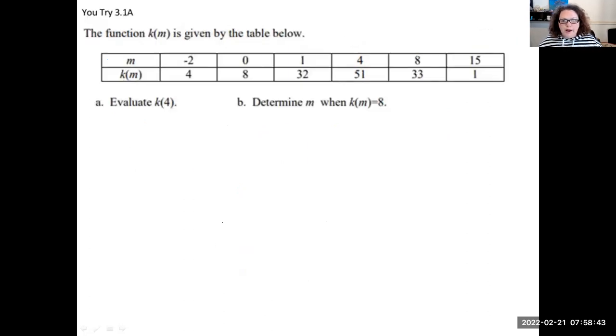Let's do a you try. So please pause the video and attempt this on your own first before you watch me do it. Okay. The function K of M is given by the table below. Evaluate K of 4. So for A, K of 4 is when M is equal to 4, what is the function K of 4?